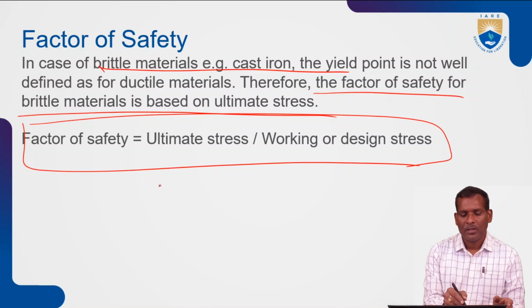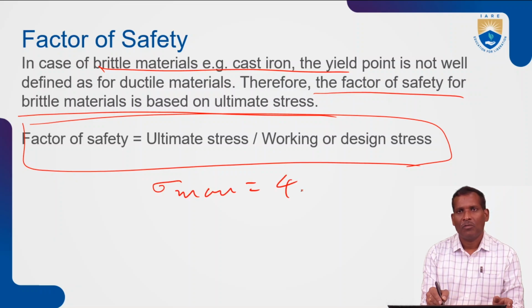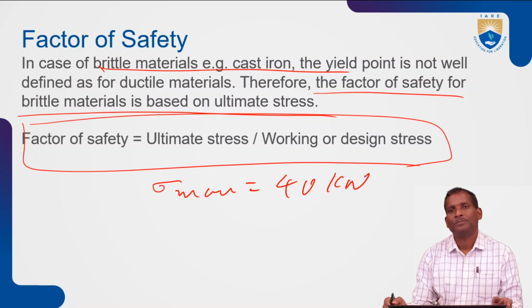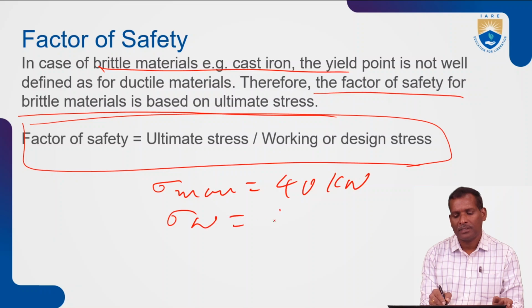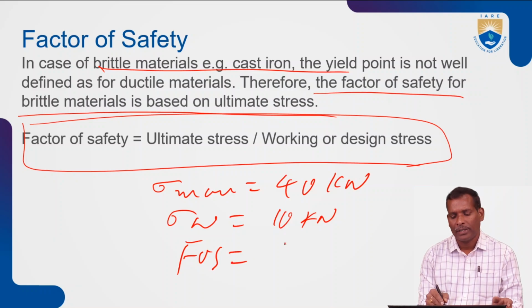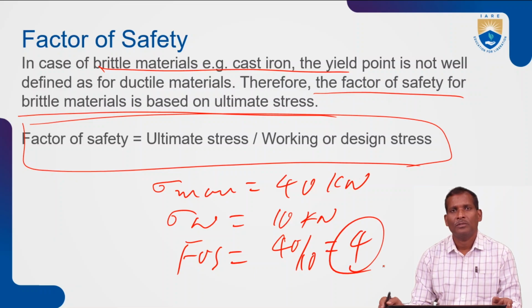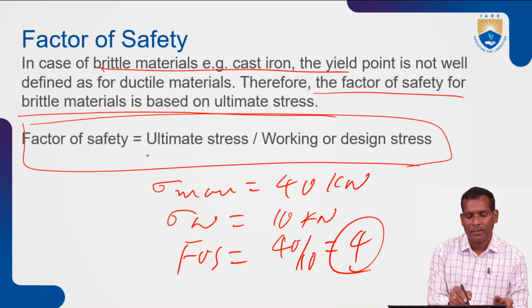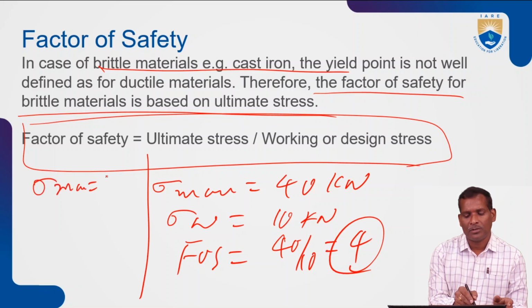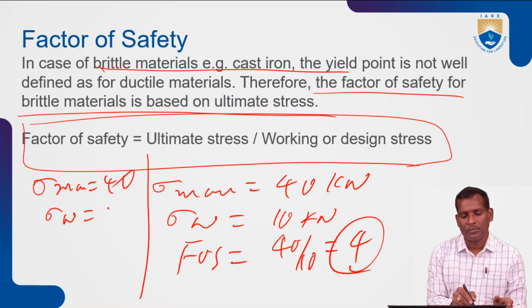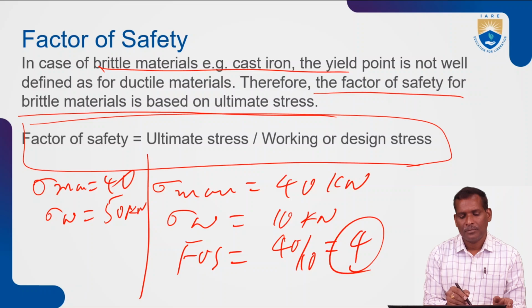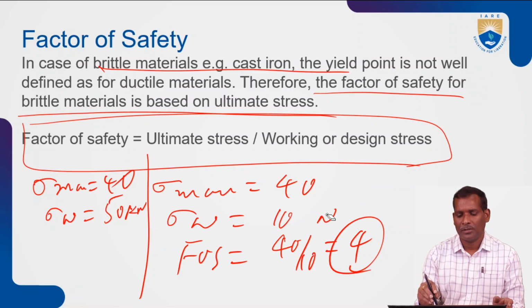Suppose in this example the maximum stress is 40 kilonewtons and the working or design stress is 10 kilonewtons. What is the factor of safety? 40 upon 10, so 4. Your factor of safety is 4. Suppose you have taken sigma max equal to 40 and the working stress is 40 or 50. Sorry, here it is megapascal, not newtons.